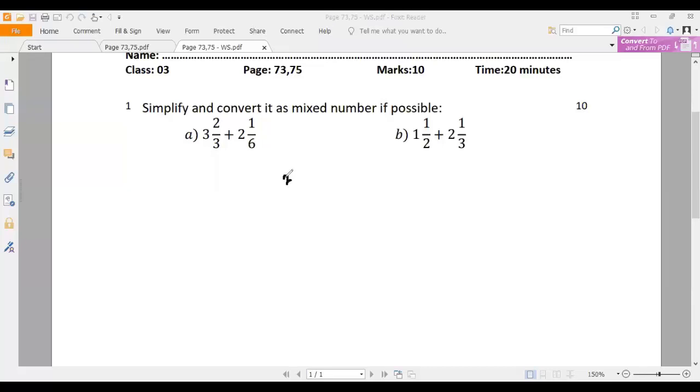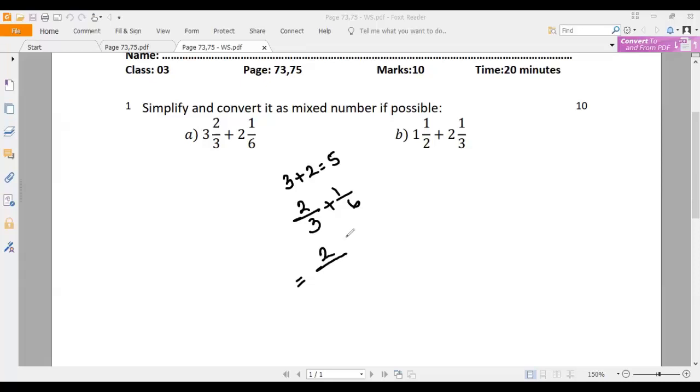Suppose if we add 3 plus 2, that will be 5. That means in a mixed number, we have two things. First one is whole number, another one is fraction. So if we add the whole number, we get 3 plus 2, that is 5. What about the fraction? If we add the fraction, we get 2 by 3 plus 1 by 6. Look, here we can multiply this fraction by 2.